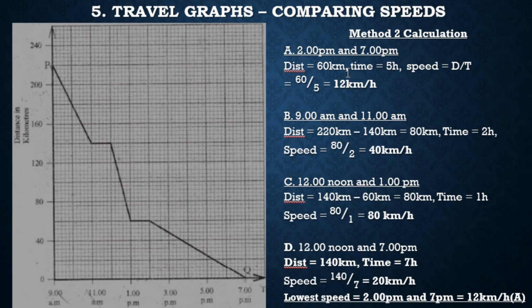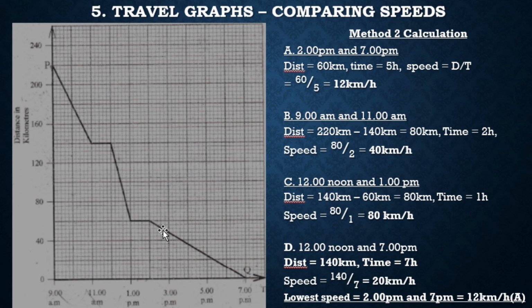Now we look at the question. The question was asking which one was the lowest speed, and we have 12 kilometers per hour, 40 kilometers per hour, 80 kilometers per hour, and 20 kilometers per hour. So the first slope, 2 p.m. and 7 p.m., this one here is the lowest speed, just as we got in method 1 by looking at the gentle slope. The gentle slope means low speed. Steep slope means high speed.